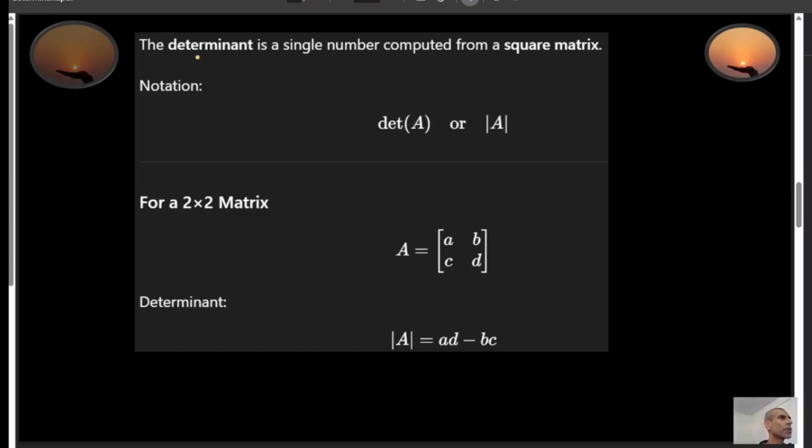And now comes the determinant. Determinant is a single number that is computed from a square matrix. The notation is this right here. You can say det A, or you can use this notation with the vertical lines around A. For example, for a 2 by 2 matrix, let's say this is your matrix A, the determinant is calculated like this. You multiply A by D minus multiply B by C. This is the formula for determinant of a 2 by 2 matrix.